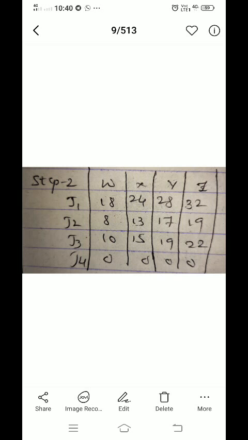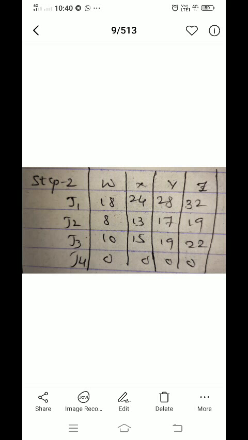Now we have to go for matrix reduction row wise. It is not possible column wise, because each column already contains 0. We are not going to reduce column wise, only row wise. Here you need to identify the minimum number in j1, j2, and respectively j3 and j4. In j1, 18 is the minimum number, in j2, 8 is the minimum number, in j3, 10 is the minimum number, and j4 is 0.